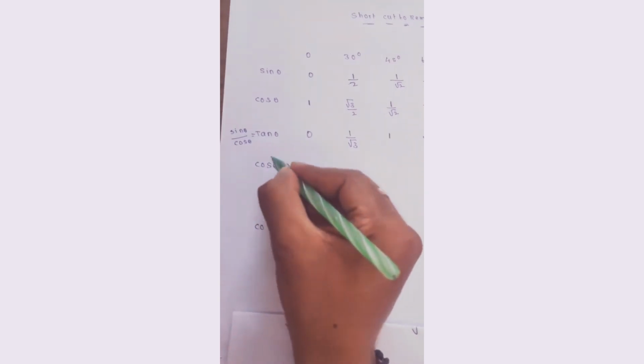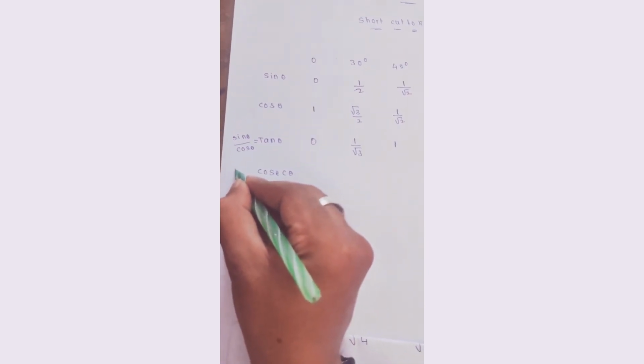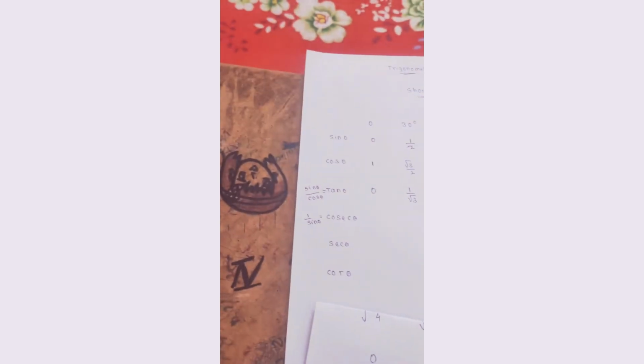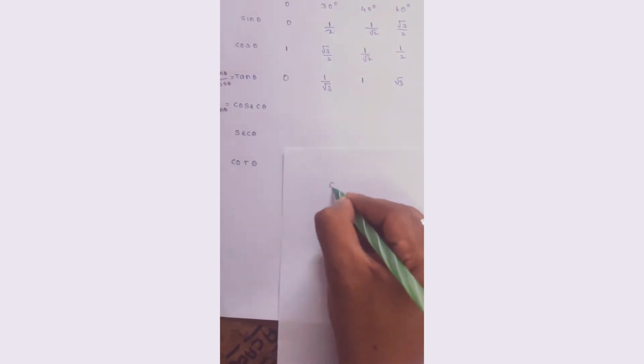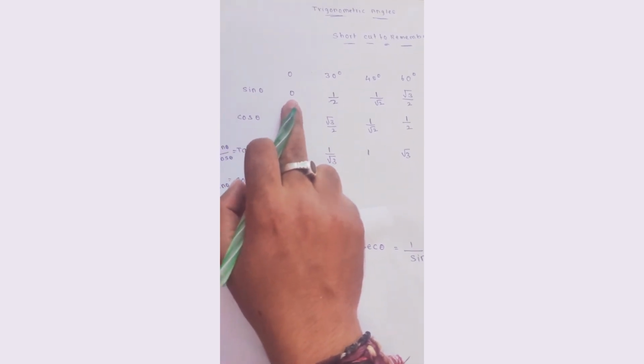Cosecant theta is just the reciprocal of sin theta, I mean the reverse of sin theta. So cosecant theta means 1 by sin theta. So here I am writing, I will take one more paper, I think for you it will be easy. Cosecant theta equals 1 by sin theta, just a reciprocal. So where is sin theta? Sin theta is here.